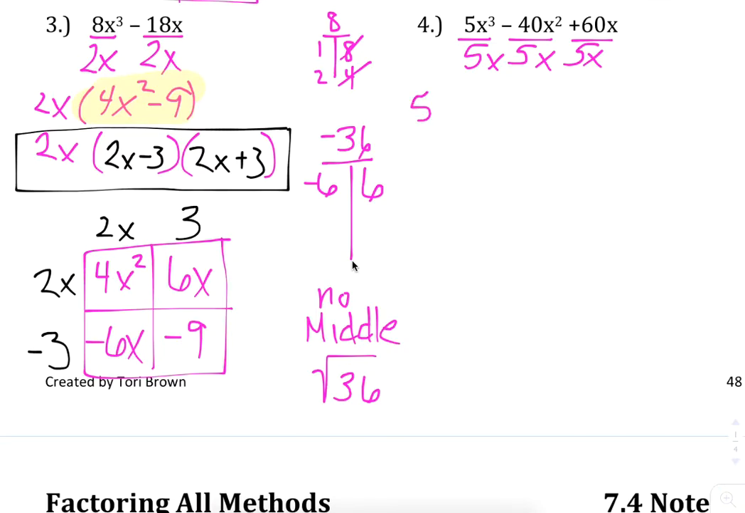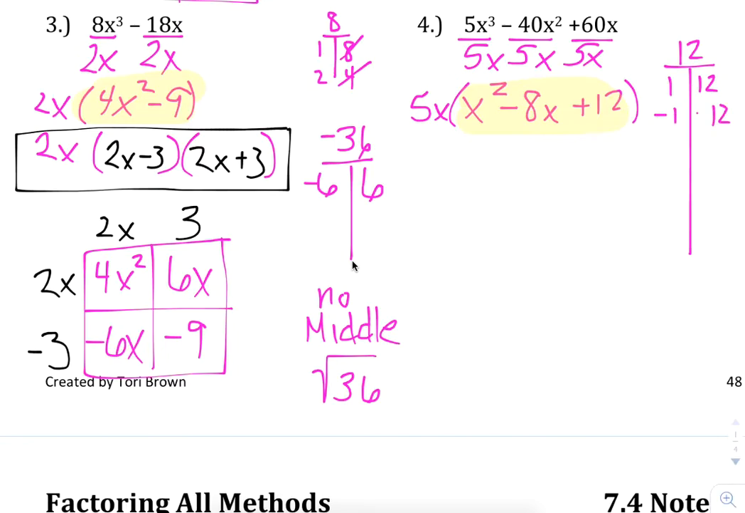So let's write it out. I got 5x. That leaves me with x squared minus 8x plus 12. We are only factoring now from that leftover. I'm going to go ahead and make my t. Remember, this is 1 times 12 makes 12, and we're listing out our factors. You can either do this with me or you can listen and then copy. All right, there's all of our factors of positive 12.